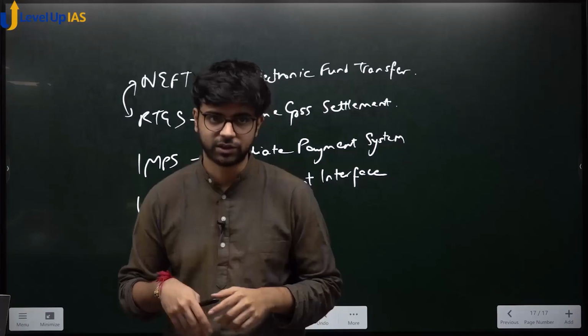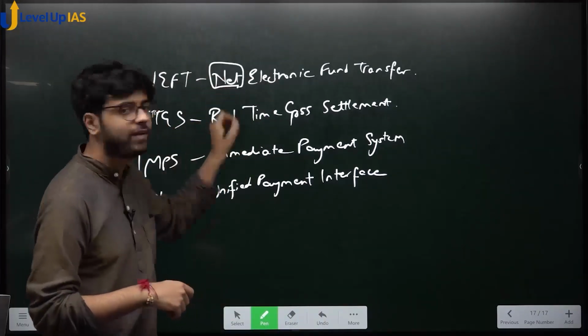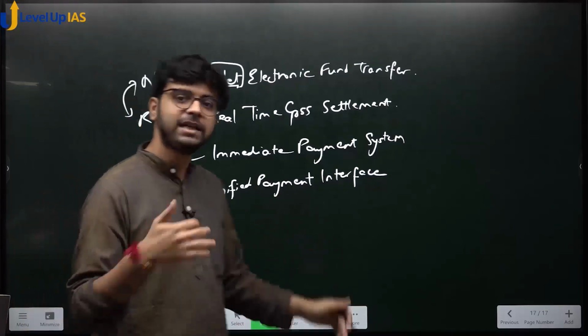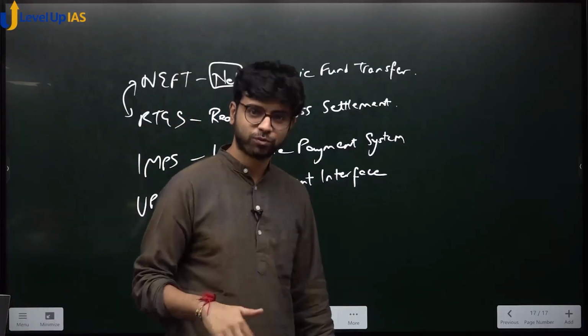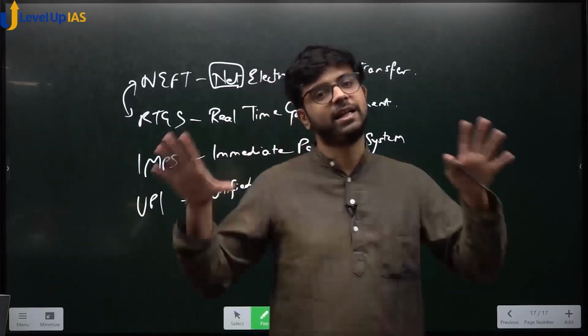This is how things function. So I hope by now you know why it is called net. Why net? Because it is netted off. See, I owe you 200 rupees, you owe me 50 rupees. So net I have to pay you 150. Na, वैसा ही है. This happens on a bank level.